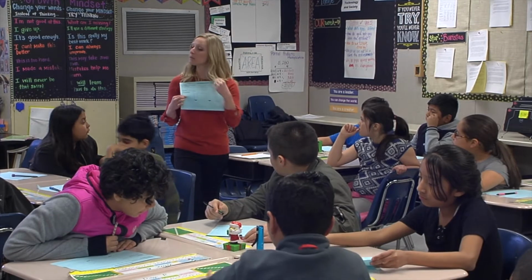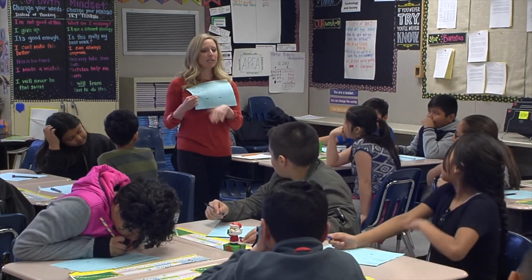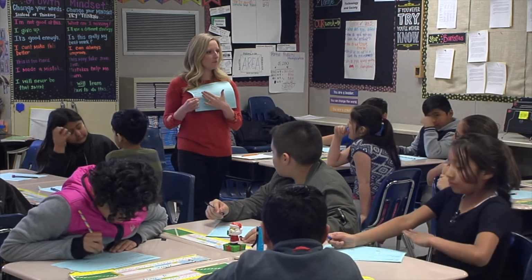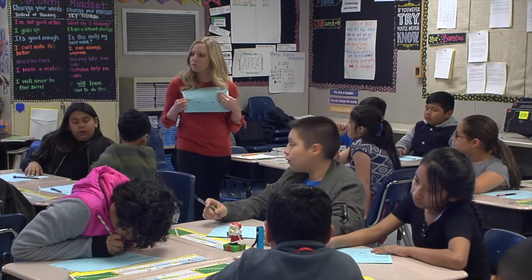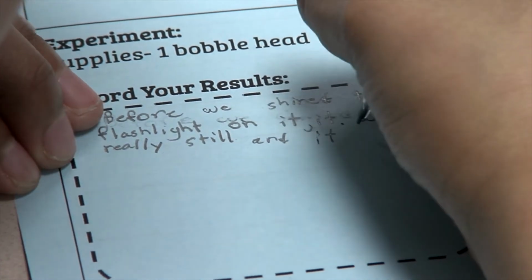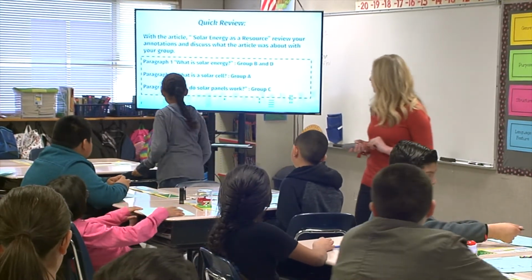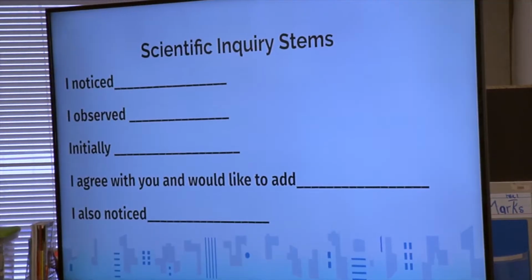Okay? I don't care if it's pictures, I don't care if you want to do bullet points, or if you want to write sentences, but I need 3 steps here of what you observed as you were doing this experiment. Pictures, key ideas, sentences. What happened in 3 steps with your project? And I'd like you to get out your articles, Solar Energy as a Resource.